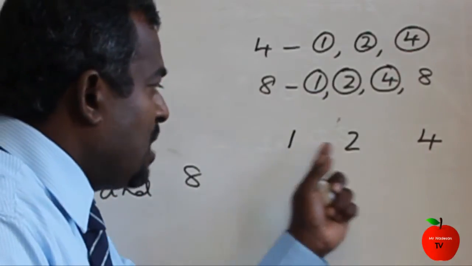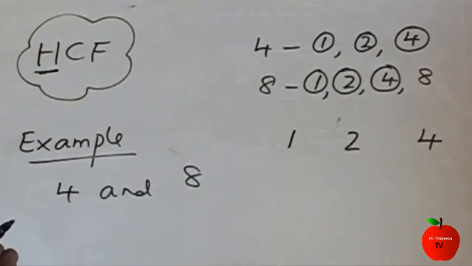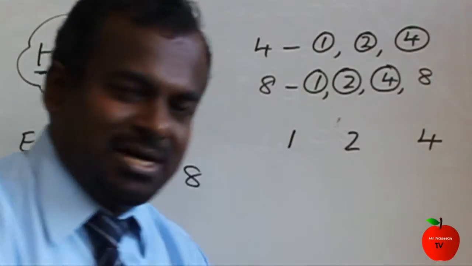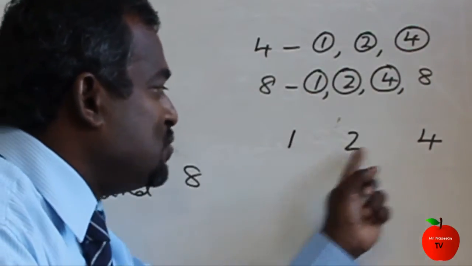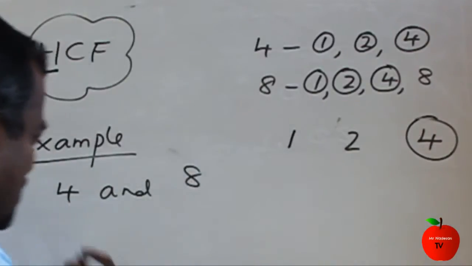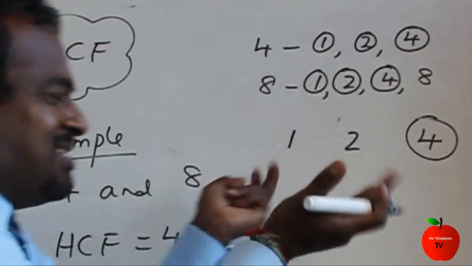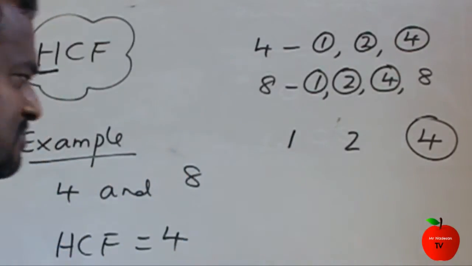But between 1, 2 and 4, which one is the highest number? It is 4. So you can figure out the highest common factor is 4. That's all. See how it's easier.